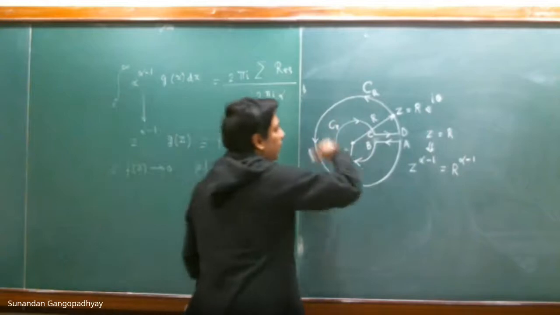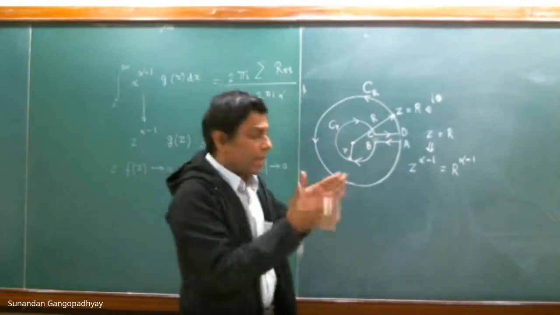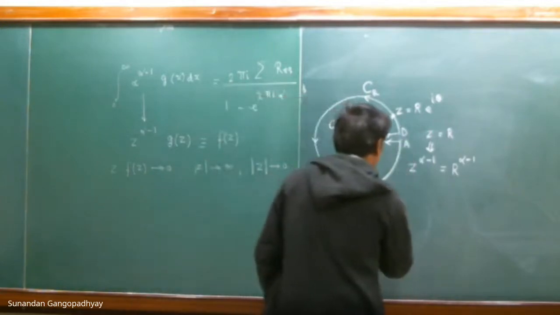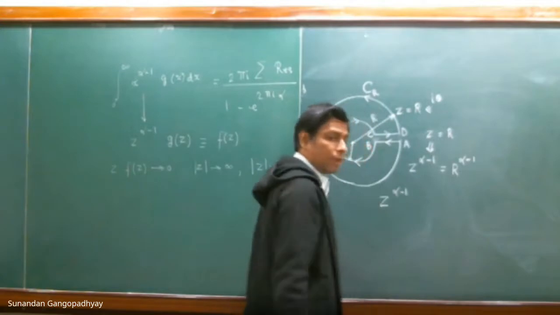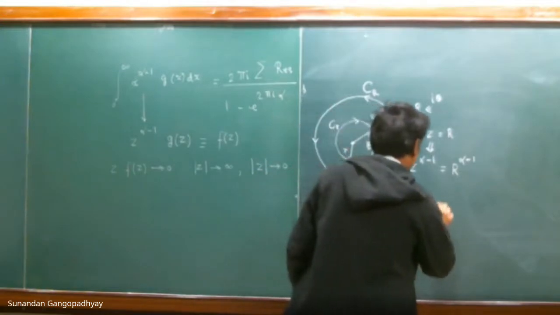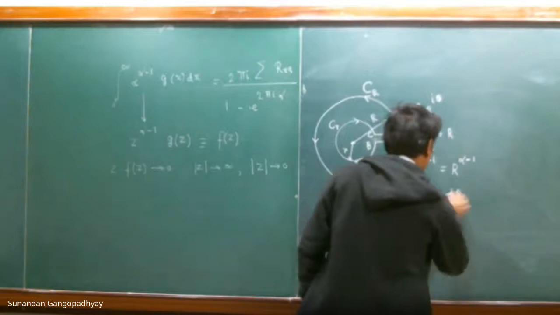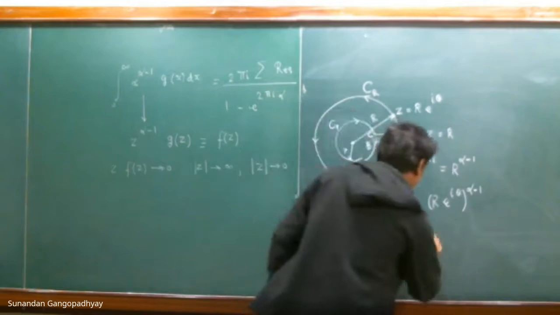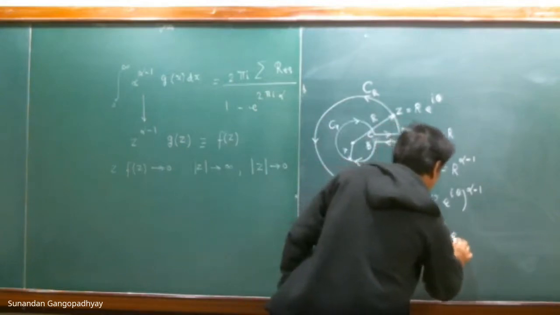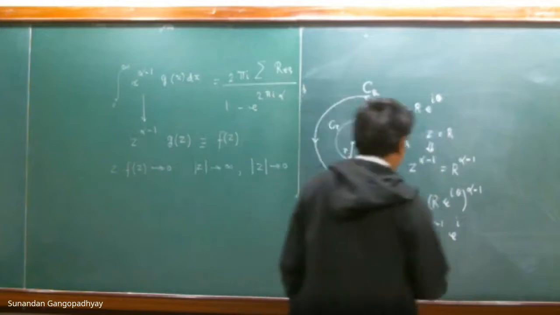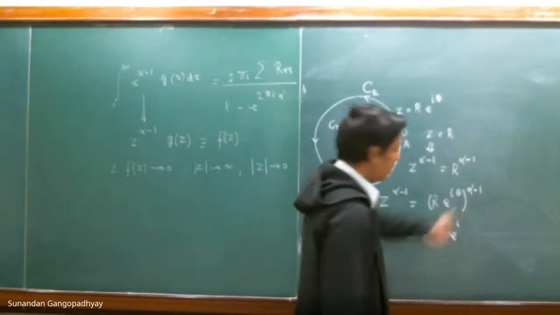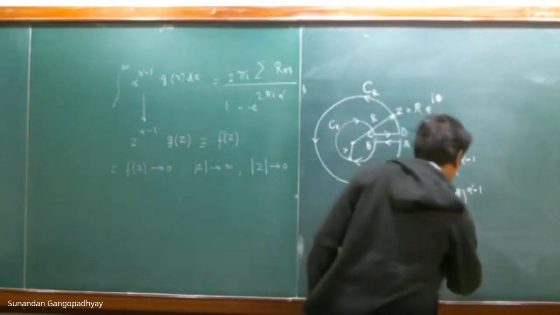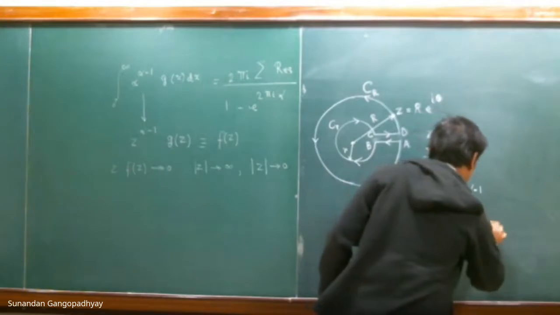Now as you move like this and come to this point, you are at the same point, but you have now taken a 2 pi turn. So if you take a 2 pi turn, then what happens to z to the power of alpha minus 1? It becomes r e to the power of i theta, to the power alpha minus 1. So this is equal to r to the power alpha minus 1 e to the power of i, and now you have taken a 2 pi turn, so theta is 2 pi, and therefore you have 2 alpha minus 1.